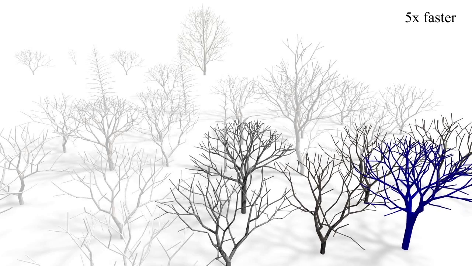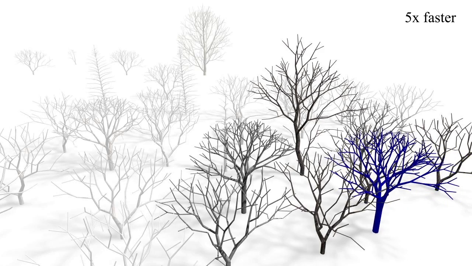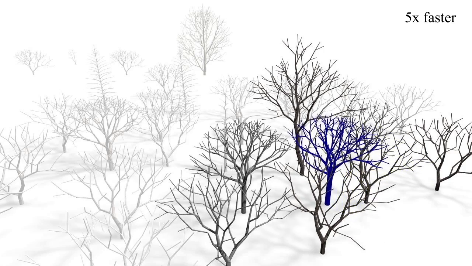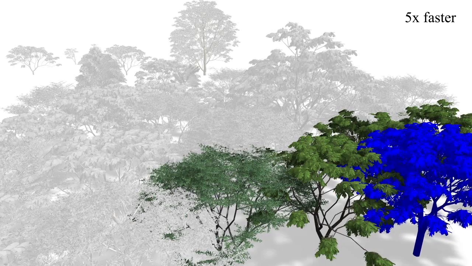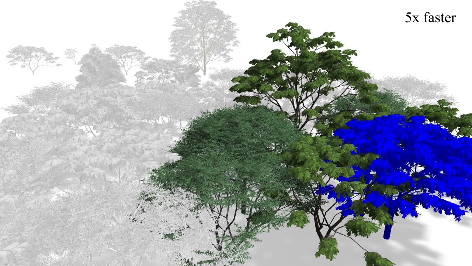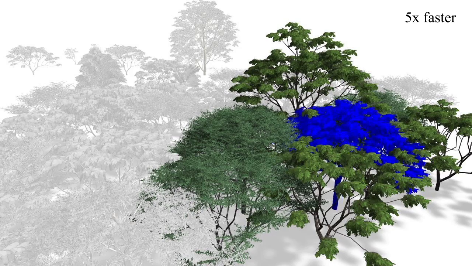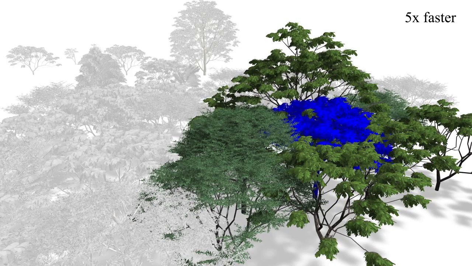Here we show how a tree is moved into a forest. The unaffected trees are displayed in grey, while the affected trees are shown in colour. We can see that the changes are only local and also observe how the trees adapt to the existing conditions. Although this is not real time anymore, users can still interact with such scenes.